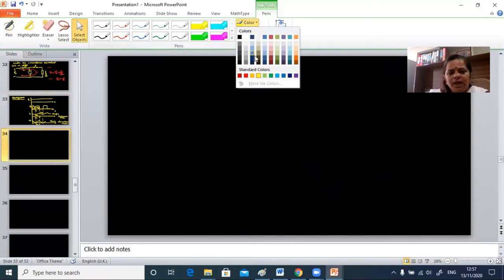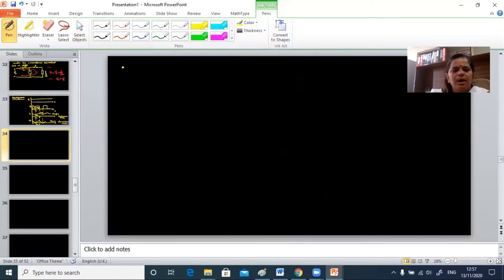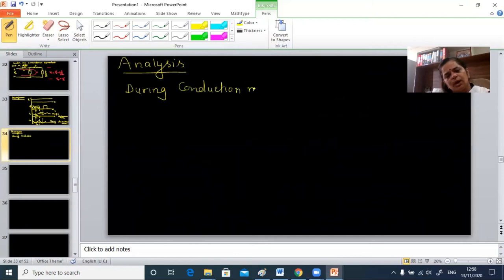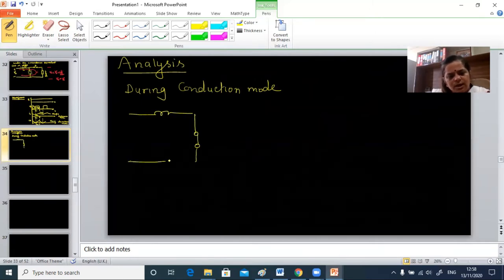Now, let me do the analysis part. Under the analysis, my interest is to determine the relation between the supply voltage and the output voltage. So let me draw the circuit. We know that during conduction mode, let me again draw the equivalent circuit. This is the inductor. Chopper is acting as a short circuit. Diode was an open circuit. And this was the load.